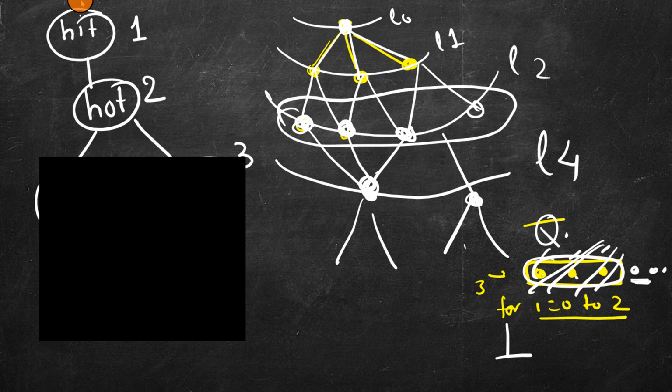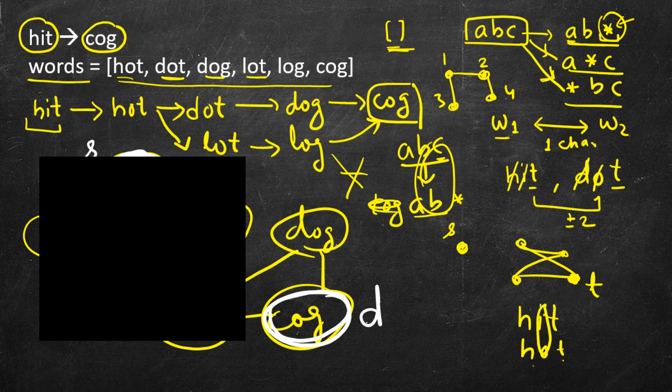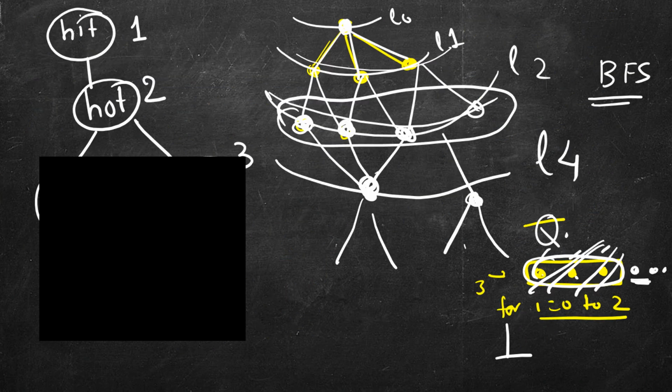Again, we will take the count and then keep pushing that so that elements are traversed level by level in order. So this is the essence of breadth first search in short. Now here we are doing the same thing, and then from lot, so dot and lot and dog and log.